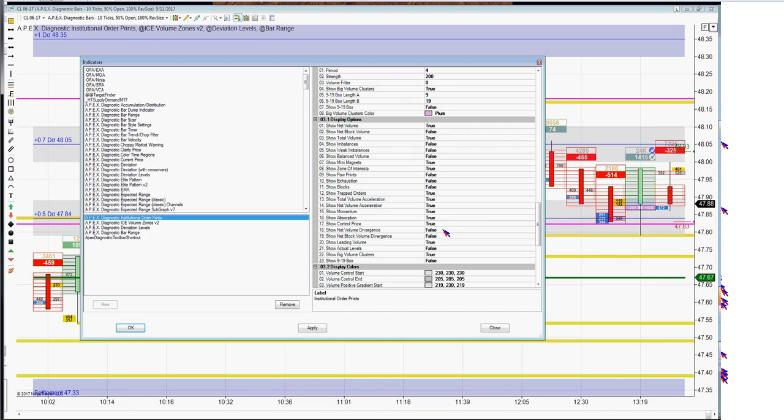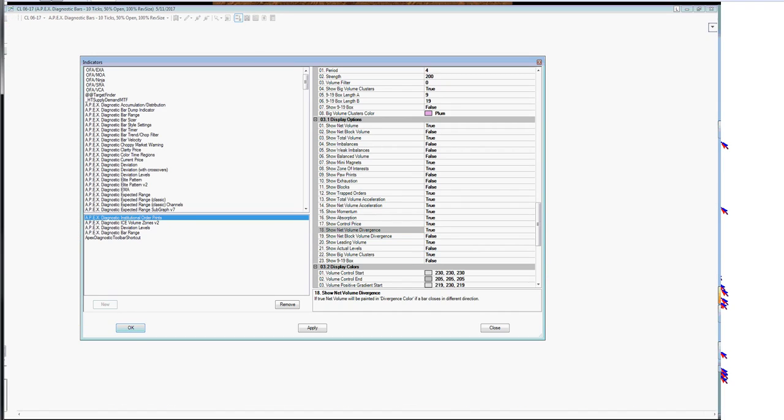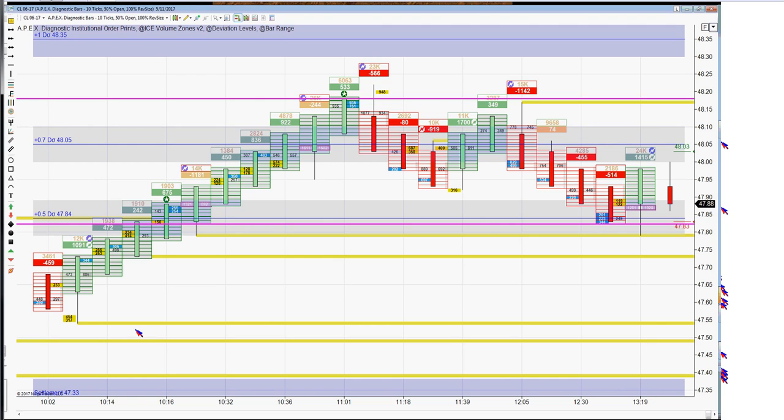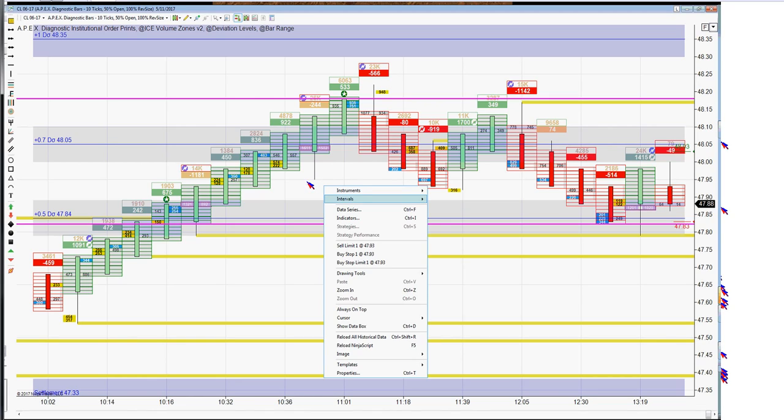Let's see here. Net volume of the versions I would want on. Blocks I'm not worried about. Leading volume I like. Actual levels out. Clusters definitely. 9 to 19 bucks for your traders. You can turn that on. There we go. Yes. Okay.